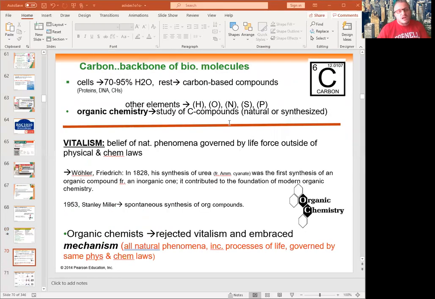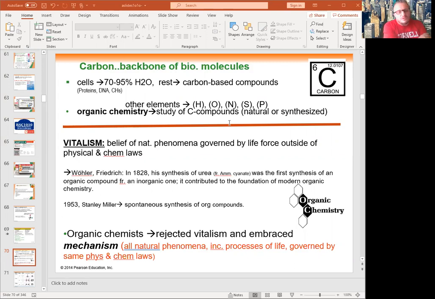Okay, so we know that cells are made of 70 to 95% water, the rest is carbon-based compounds. And organic chemistry basically uses carbon, but also hydrogen, oxygen, nitrogen, sulfur, and phosphorus.